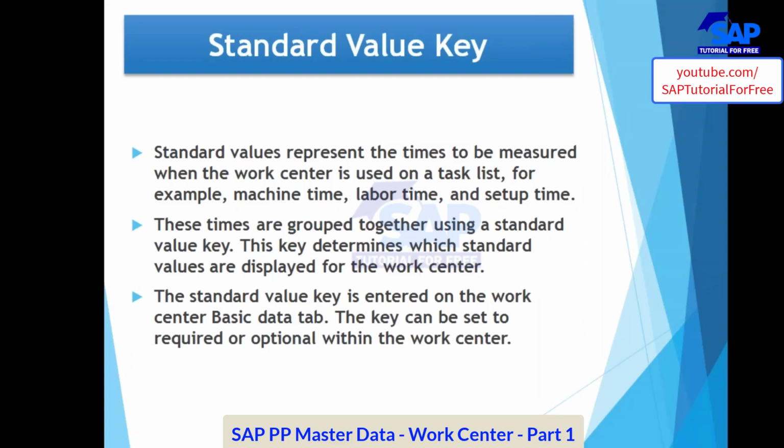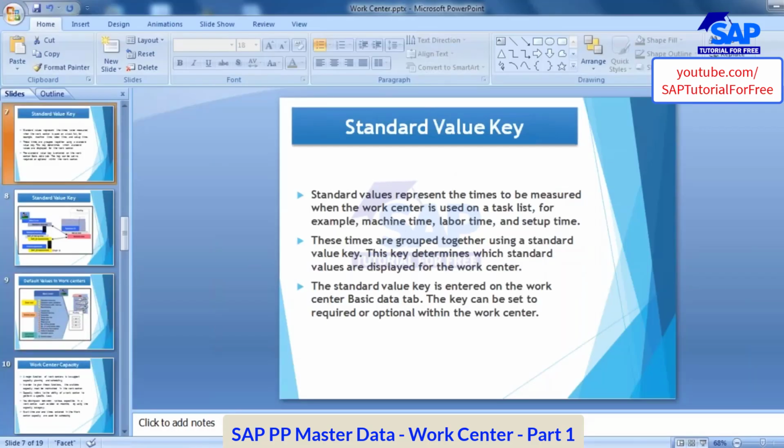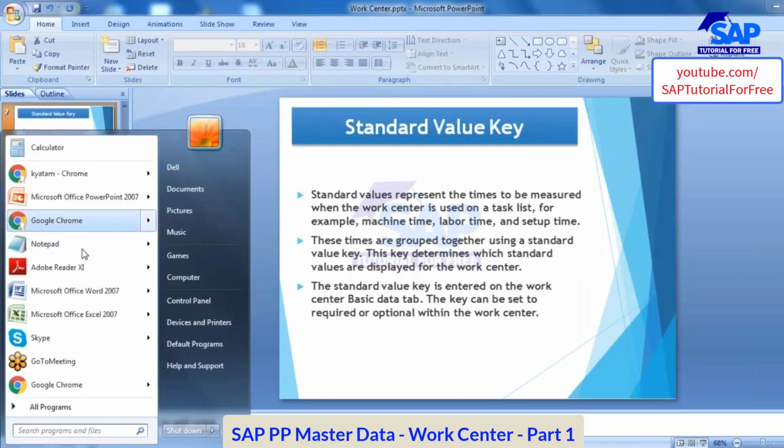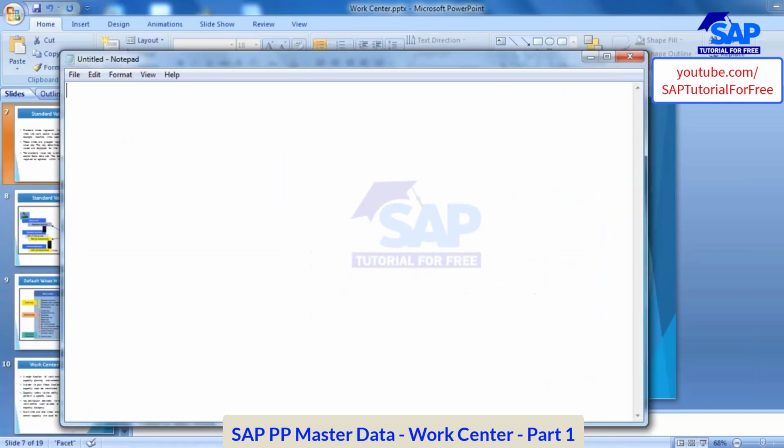Okay, so let's start creating the work center in the system. To create the work center, the transaction codes are: CR01 to create, CR02 to change, and CR03 to display. This work center, whatever we are discussing, is called a resource in the process industries.